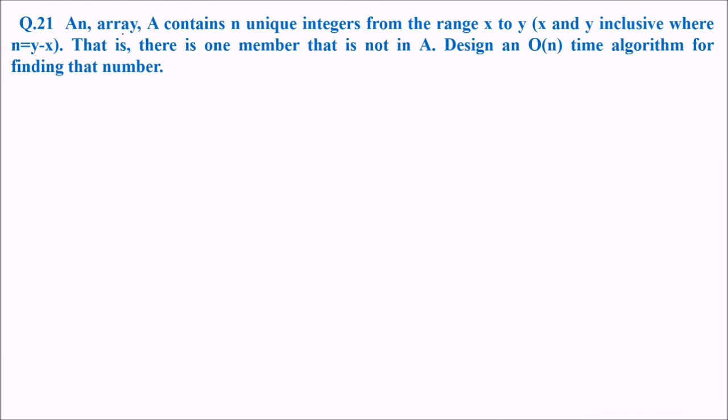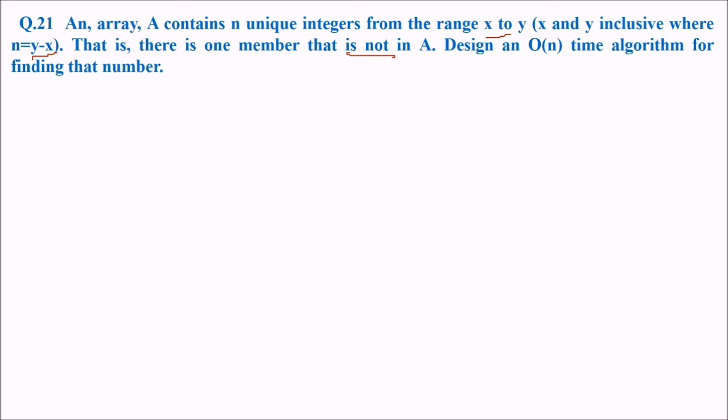Now we come to another question. An array A contains n unique integers from range x to y, and x and y are inclusive, where n equals y minus x. So there is one member that is not in A. We have to design an order n time algorithm for finding that number. How are you going to design it? Can you make it? Please try.